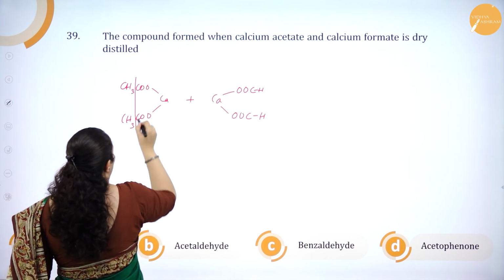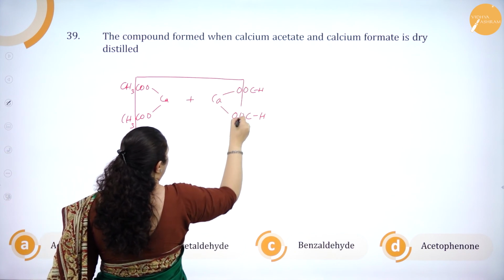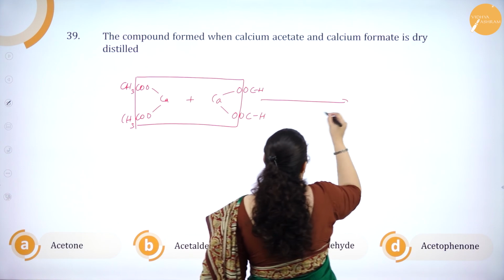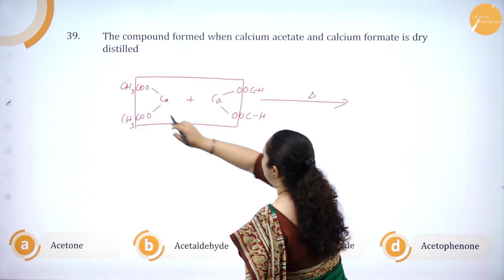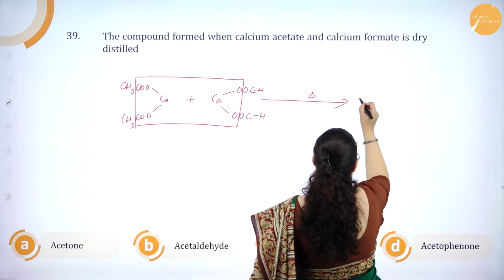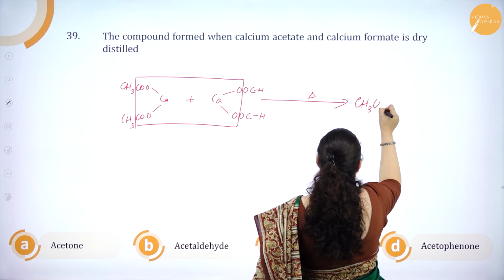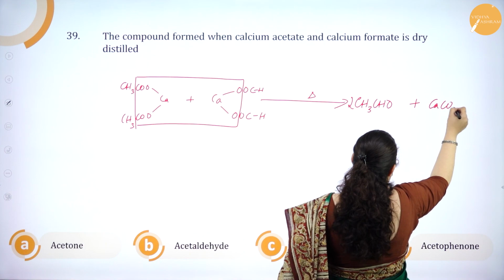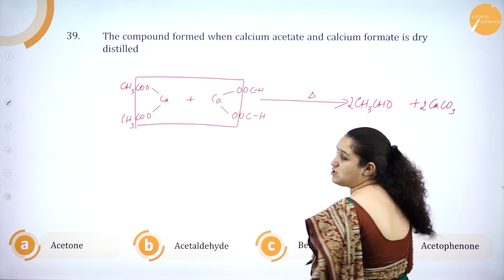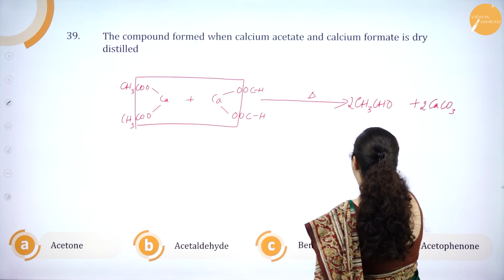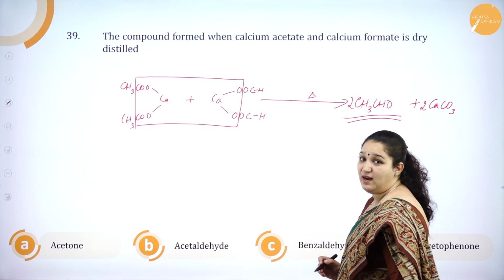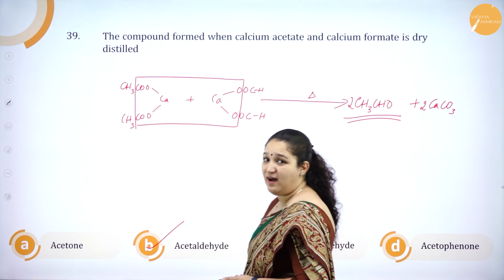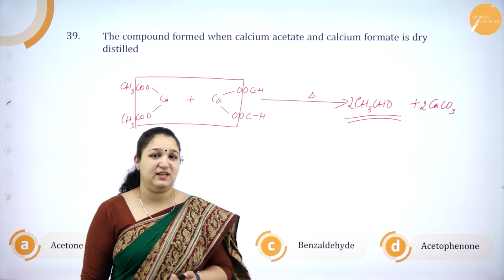Now what is removed from here? CaCO3. So we have to remove two molecules of CaCO3. So what will we get here? I'll get two molecules of CH3CHO, and two molecules of calcium carbonate are removed. So what is this? This is acetaldehyde. So option B is the right answer. Okay, we'll see the next question.